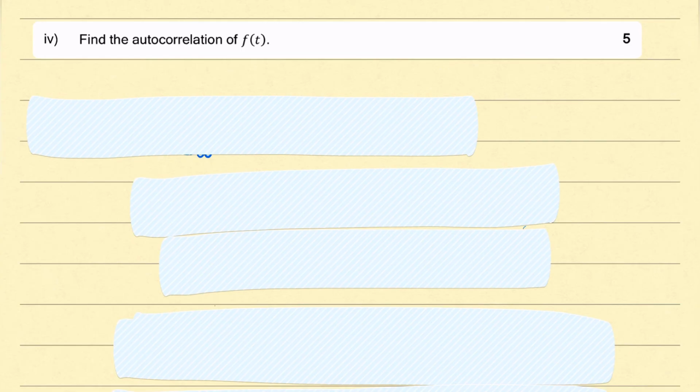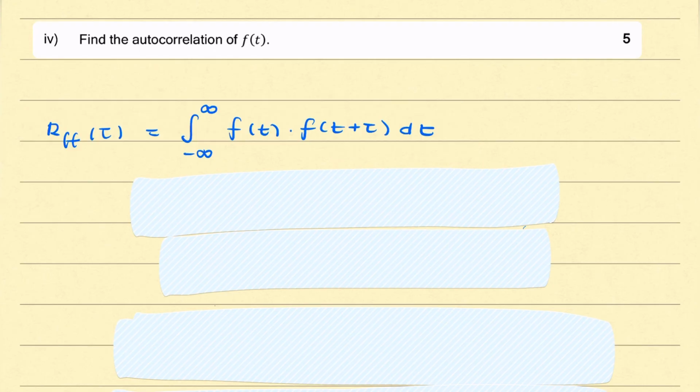Now, to find the autocorrelation, what you want is the autocorrelation integration. So it's f of t multiplied by f of t plus the shift tau. So this shift tau is the same as that shift. And this t is your variable there.